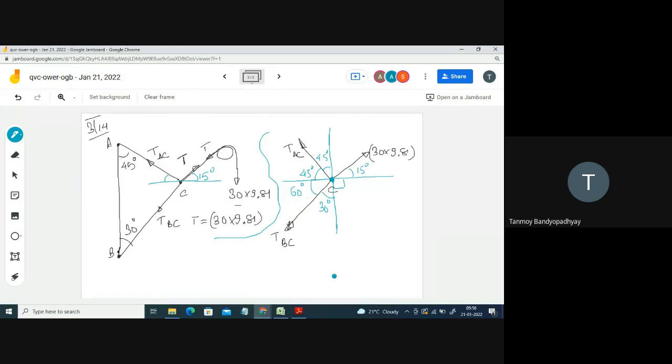So let's write the Lamin's theorem for this system of three coplanar forces in equilibrium. So what does Lamin's theorem state? Lamin's theorem states that, if I write TAC divided by sine of the angle between the other two forces. So what are the other two forces? TBC and this one. So what is the angle between TBC and this one? That is 30 plus 90 plus 15. তাহলে কত আসছে? That is 135. Equal to, পরে আমি লিখছি.